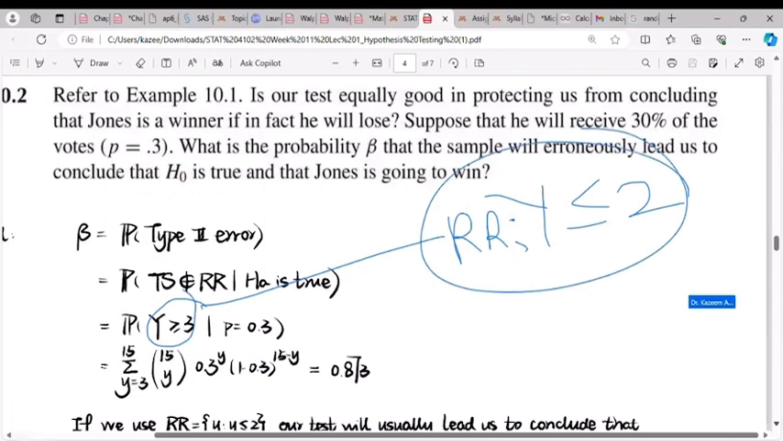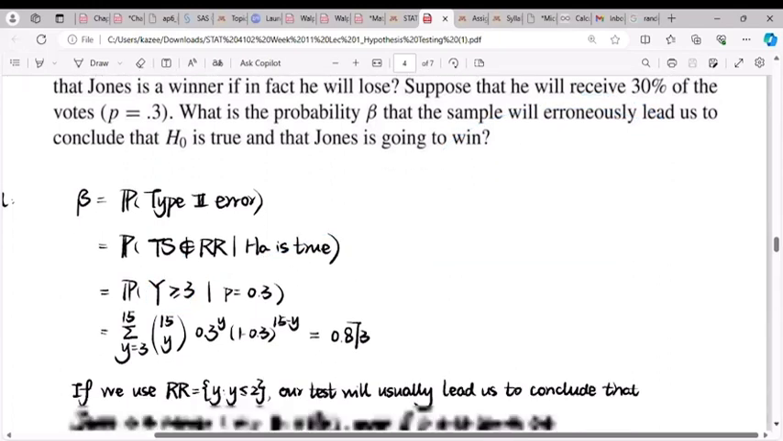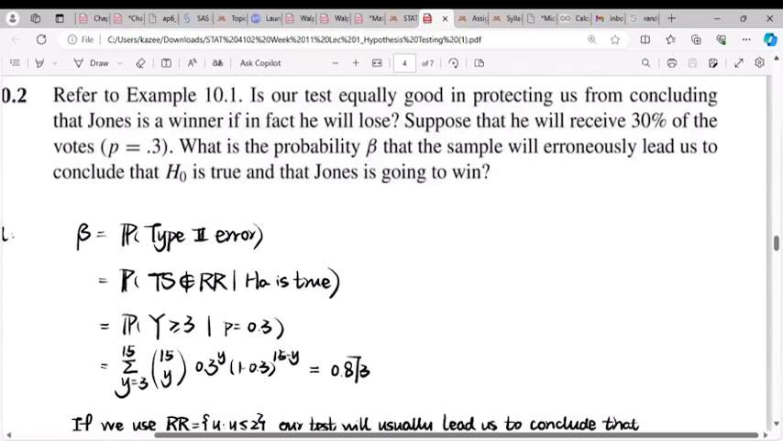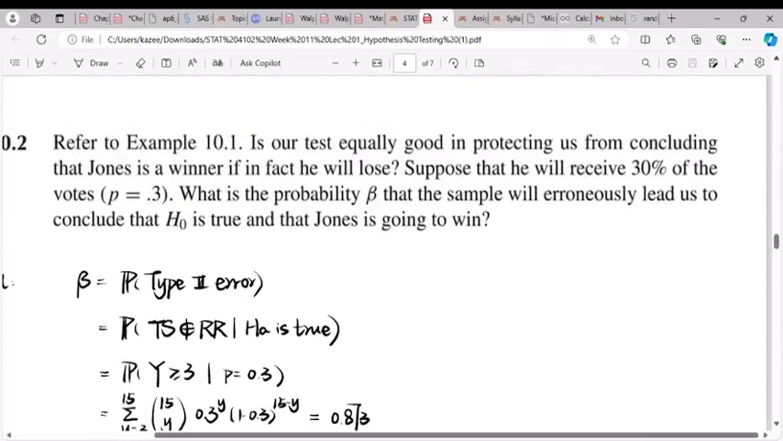If I want to figure out the probability of type 2 error, I'm always going to go against that. What is the complement of less or equal to 2? It will be 3 or more. If I want to do that, it's going to be the probability of y greater or equal to 3 given p equal to 0.3. The 0.3 is the additional information, which is, suppose that that guy will receive 30% of the votes. And that is what you're going to plug in.